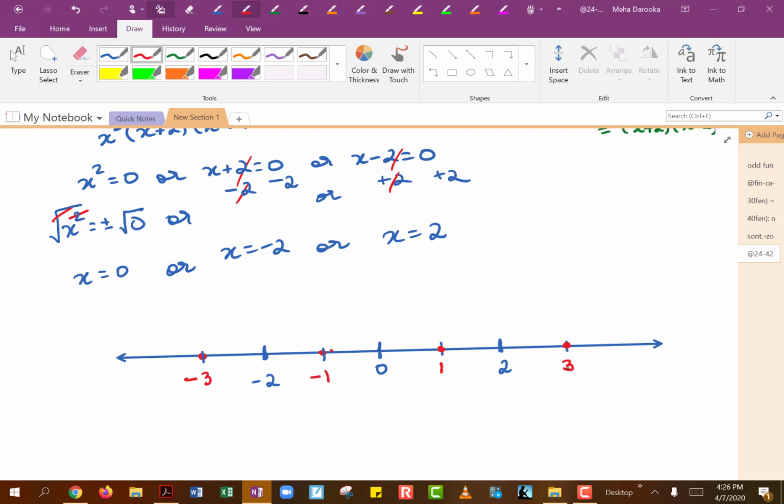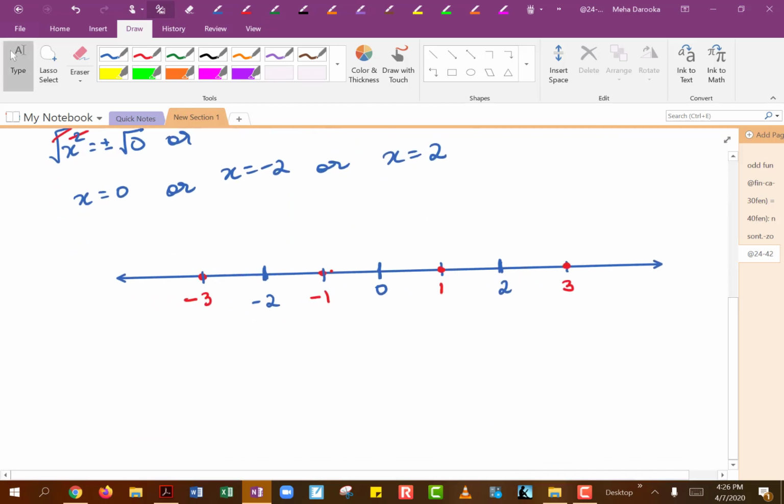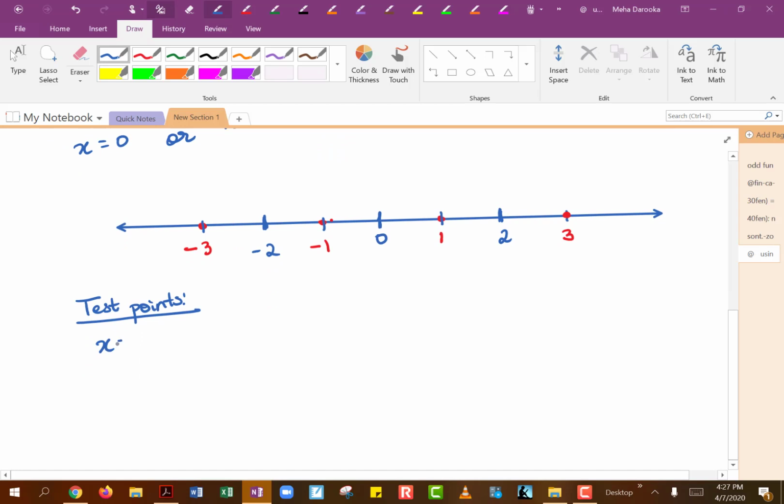And remember, the idea with the test points is now we want to know, are we going to get a positive sign or a negative sign? So using our test points, let's see what we get. So let's start with our first test point, x equals -3. So in your function, remember our function is x to the 4th minus 4x squared. So in our function, replace the x with these test points and see what you end up getting.